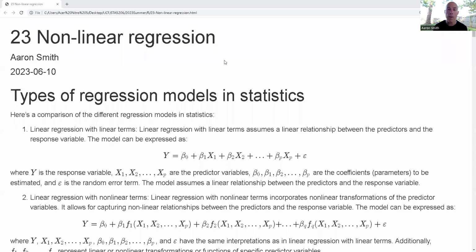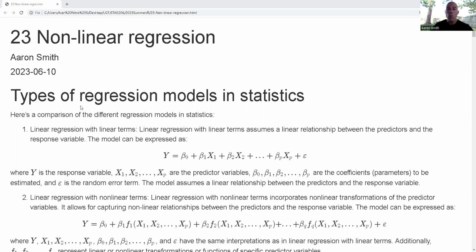Hi, in this video, we want to take a look at nonlinear regression in statistics. All right, so before I talk about nonlinear regression, I want to baby step some ideas here, to walk in from linear regression that we're more familiar with into nonlinear regression.